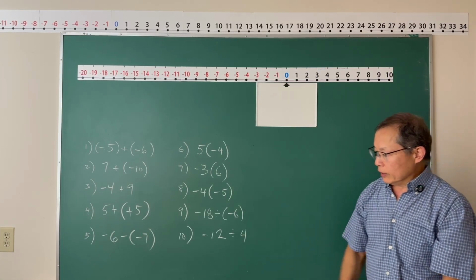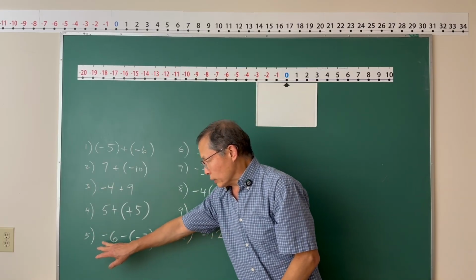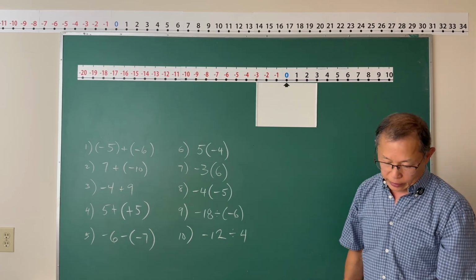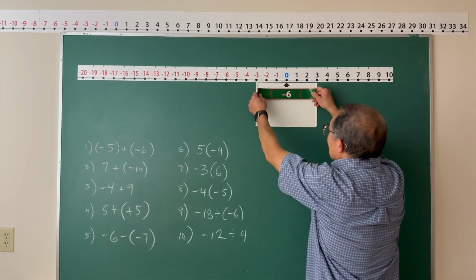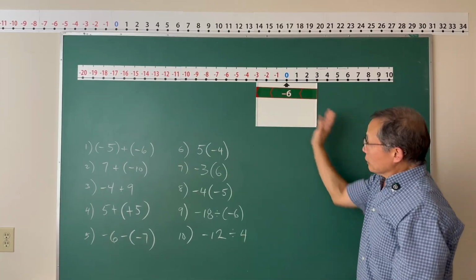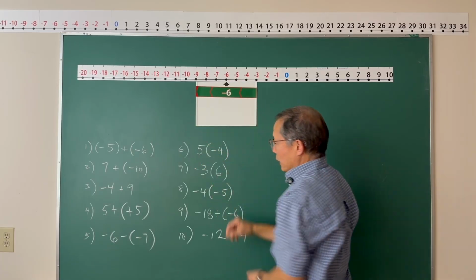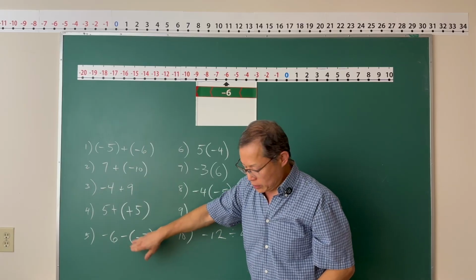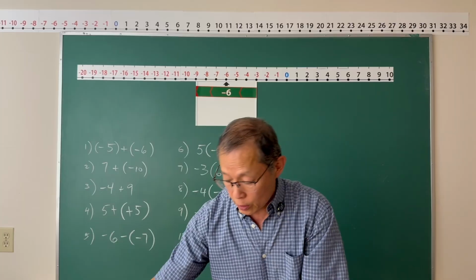Question number 5, -6 take away -7, or -6 subtract -7, whichever way you want to see it. So we apply the -6 into the basket. The kids will see that it moves us to the left 6, so we end up there. Same idea now. We want to take one of these away, but there's nothing in there yet. So we're going to take a 0 pair.